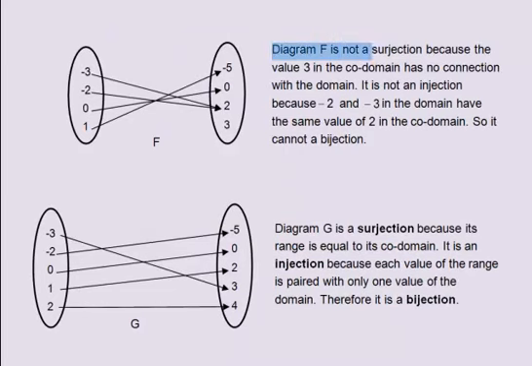Diagram F is not a surjection because the value 3 in the codomain has no connection with the domain. It is not an injection because -2 and -3 in the domain have the same value of 2 in the codomain. So it cannot be a bijection.